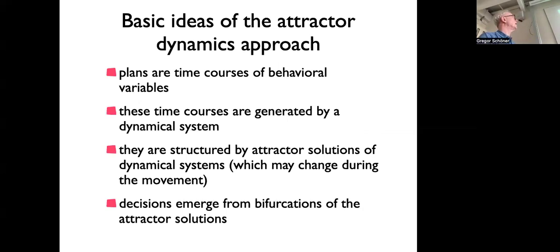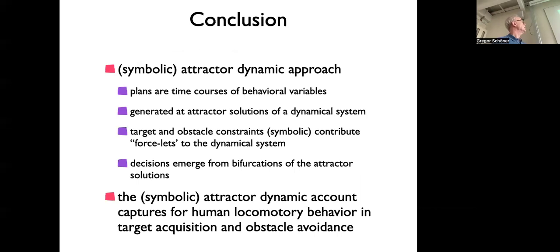Okay, so I want to close by summarizing again that the main idea of the attractor dynamics approach is this idea that plans are time courses of these behavioral variables. Here it was just heading direction. Similarly, you do speed and generalize that. The time courses are generated by a dynamical system, which is structured such that the attractor solutions of the dynamical system fulfill the constraints. The constraints are expressed in terms of the dynamical system so that the attractor solution is fulfilled. And the decisions emerge from bifurcations of the attractor solutions.